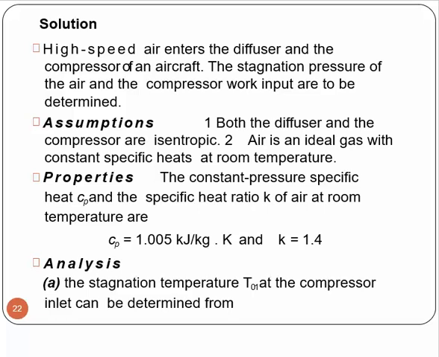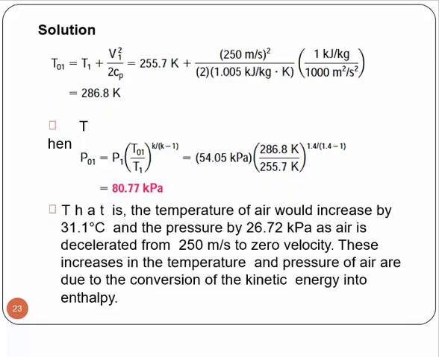The properties that have to be assumed are the constant pressure specific heat Cp and the specific heat ratio K at room temperature. Cp is 1.005 kilojoule per kg Kelvin and the K value is 1.4. Then the stagnation temperature at the compressor inlet can be determined in the form T naught is equal to T1 plus V1 square by 2 Cp. By putting these values in the equation, we will get 286.8 Kelvin.